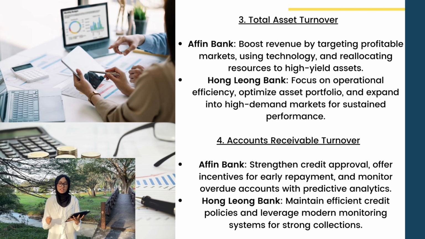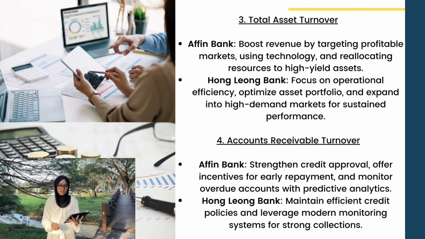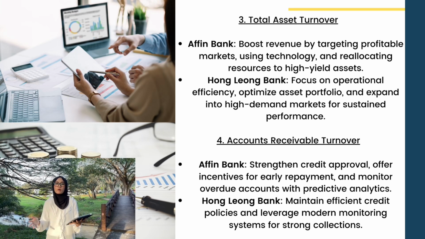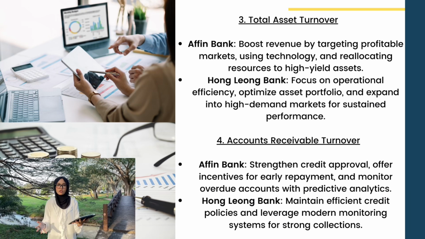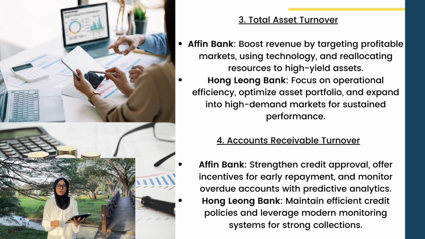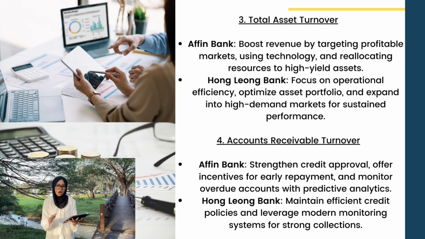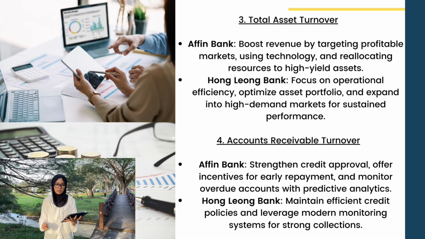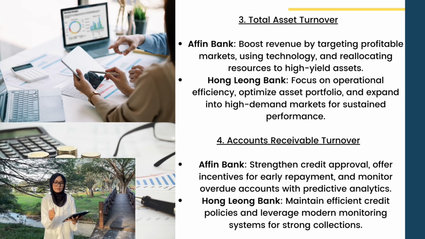Affin Bank can boost its asset turnover by targeting high-yield markets, leveraging technology to streamline operations, and reallocating resources to more profitable areas. As for Hong Leong Bank, it should sustain its performance by focusing on operational efficiency, optimizing its asset portfolio, and expanding into high-demand markets. The next one is accounts receivable turnover. Affin Bank should adopt stricter credit approval processes, offer early repayment incentives, and use predictive analysis to monitor overdue accounts.